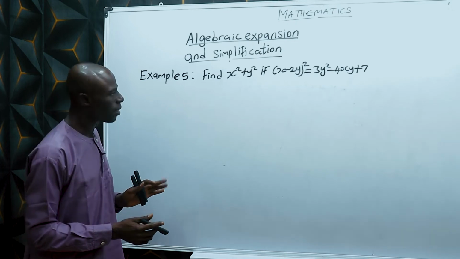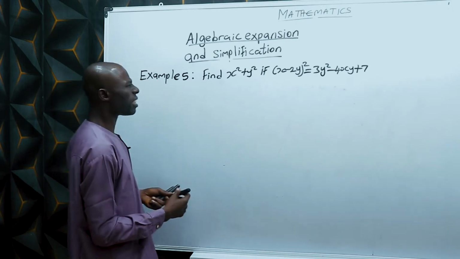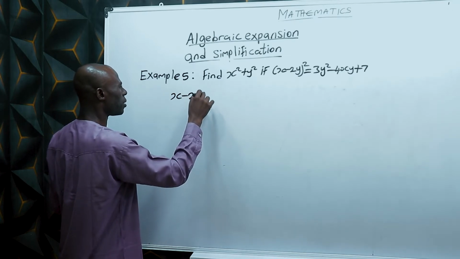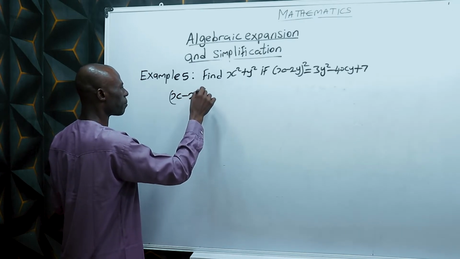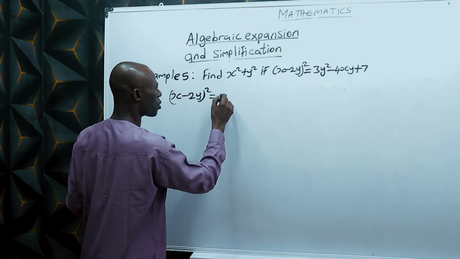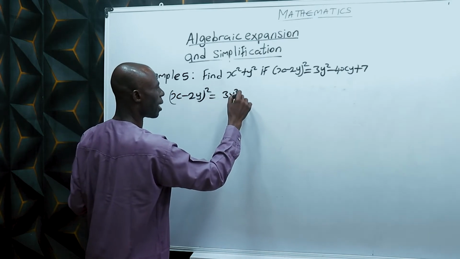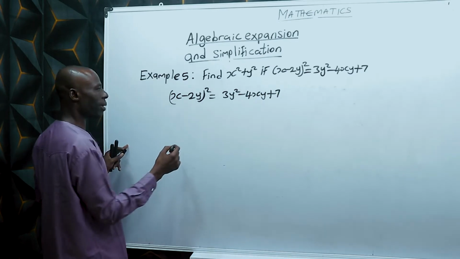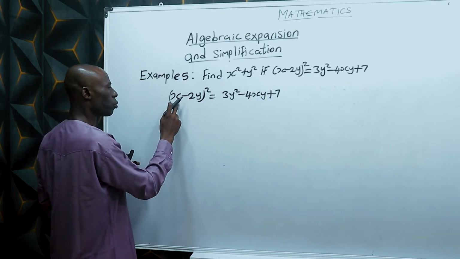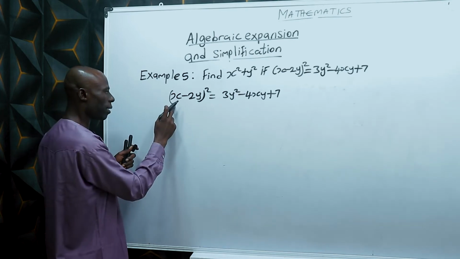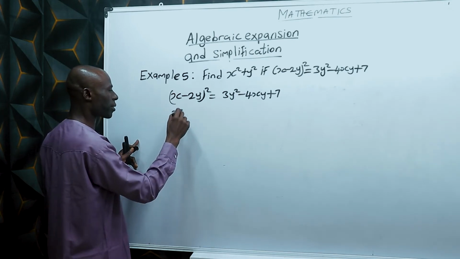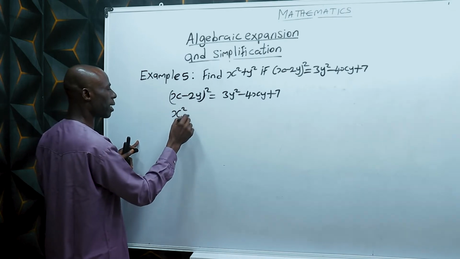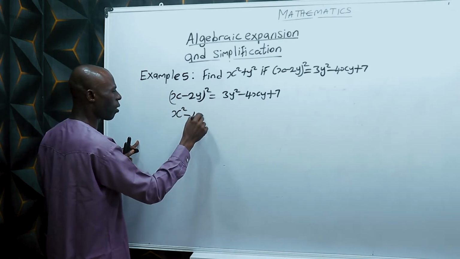Applied question. So how are you expected to deal with this? First and foremost, expand this bracket. And as you expand, you write the other segment alongside. How do we expand this? Square the first thing in the bracket, that is x squared. Multiply everything you can see, that is negative 4xy.